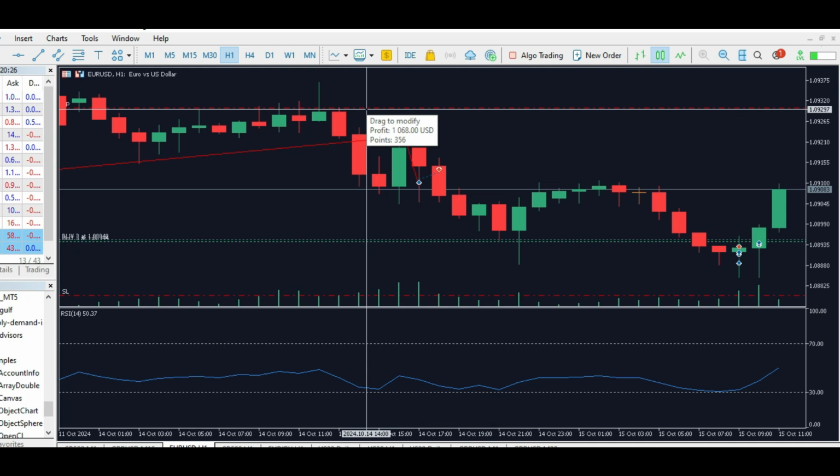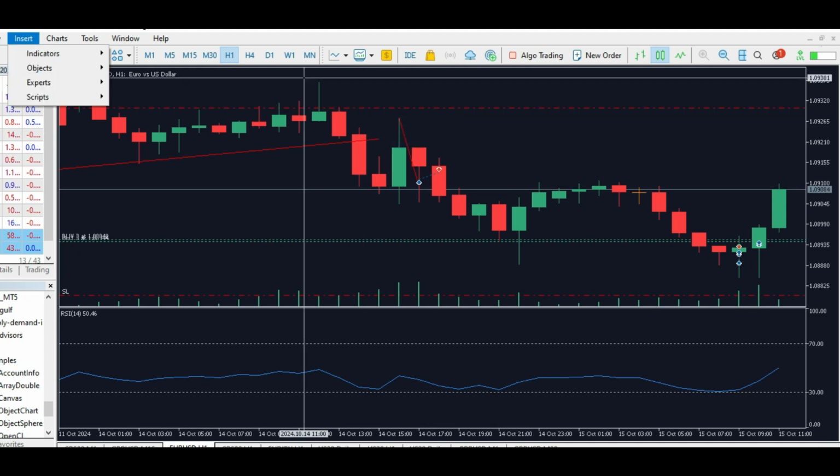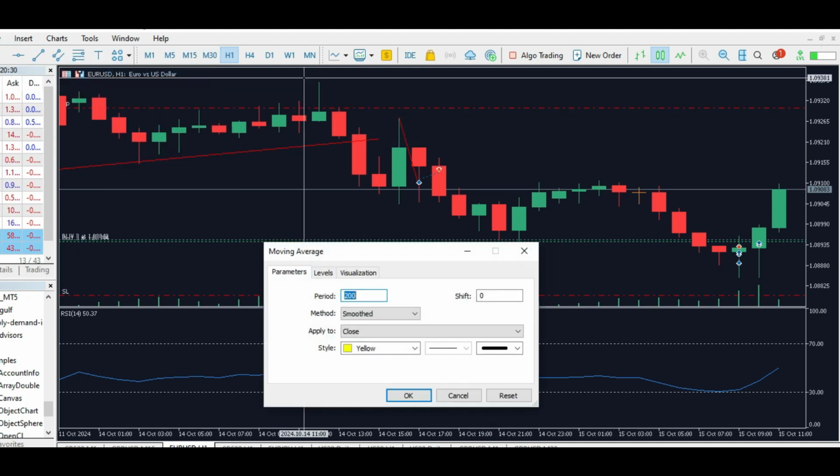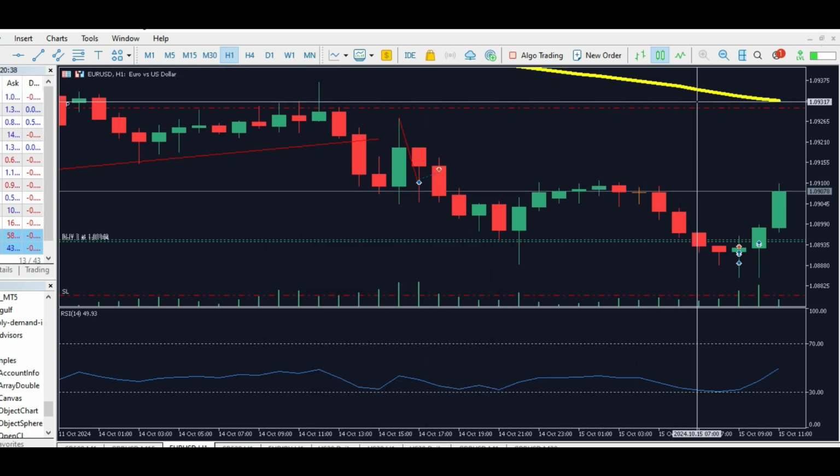Why? Because it was the high. And one very important thing here is that it's not just the high. If you use moving averages, I will just put on the moving average 50, okay? And now you can see that the moving average 50 is around 1.093. So this is the first resistance where I expect that price will react a little bit, not a lot.